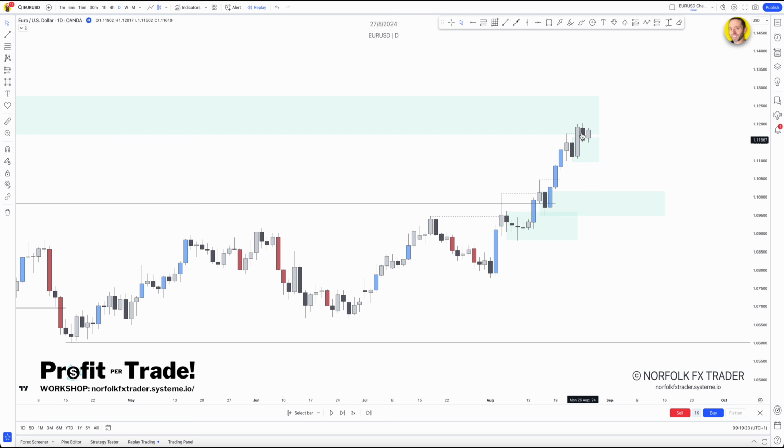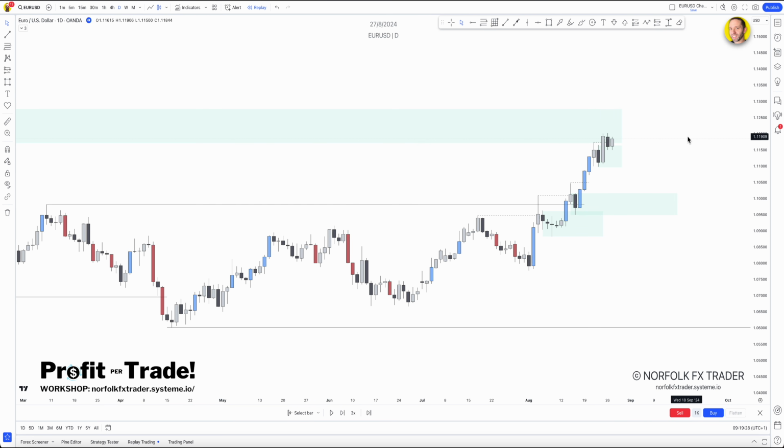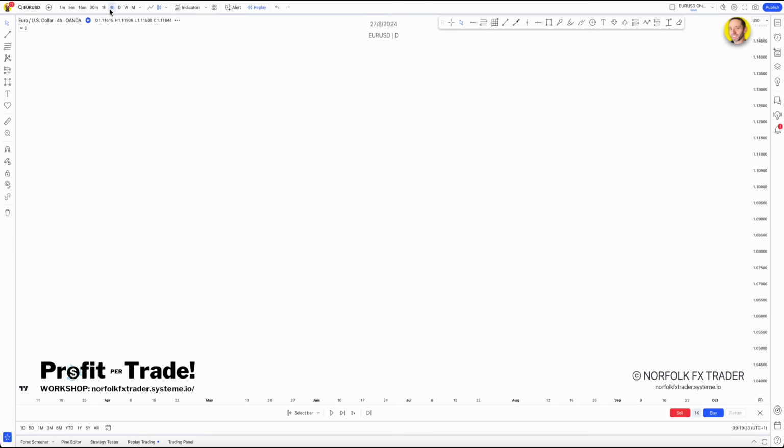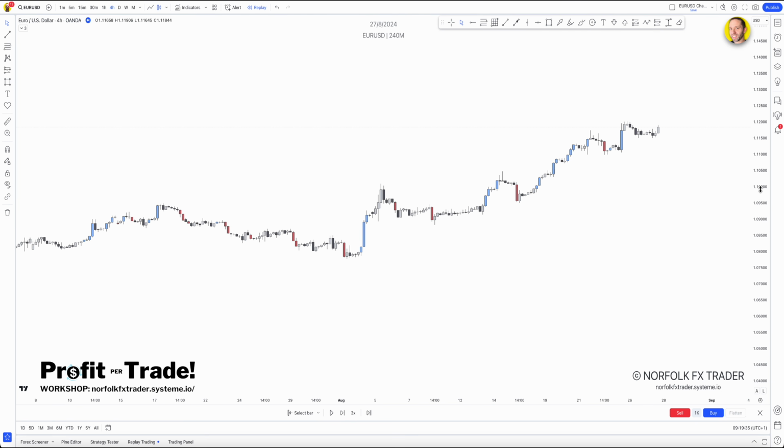Okay, so right now we're stuck between zones. We're not really looking to take a trade. We want to see what's going to happen. We need to see if we're going to reverse through or head higher. Now, if I go to a 4-hour time frame, let's just get everything marked up ready.